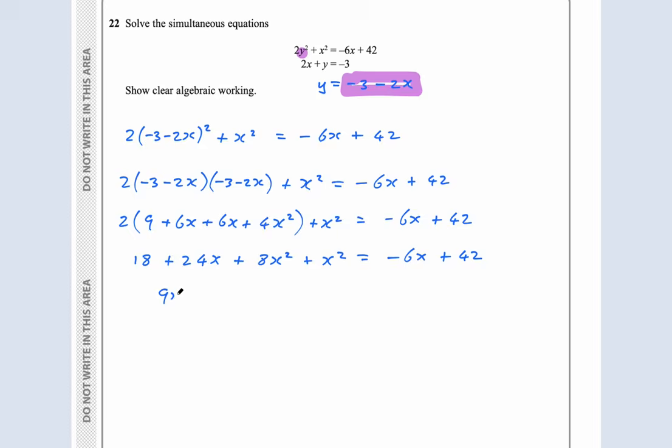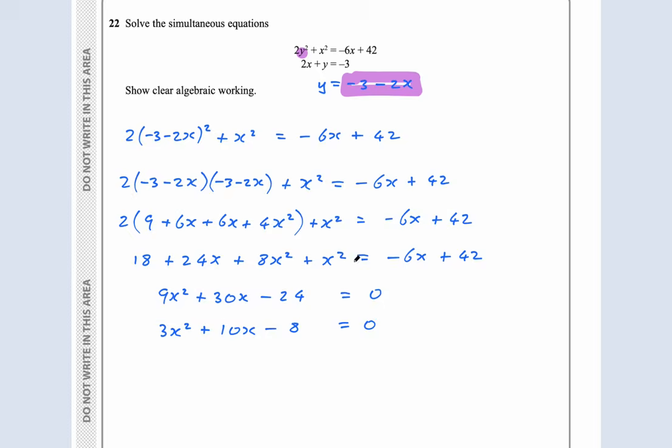I'm going to get everything on the left, guys. I have 24x plus 6x is 30x. And then I have 18 minus 42, which is minus 24. And this equals 0. Divide everything by 3 to make life easier. 3x squared plus 10x minus 8 equals 0. And now I need to factorize this.